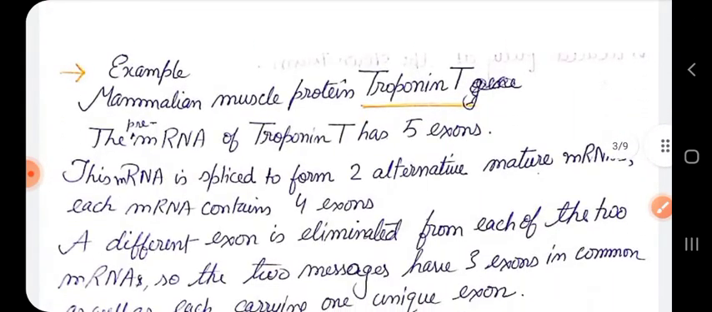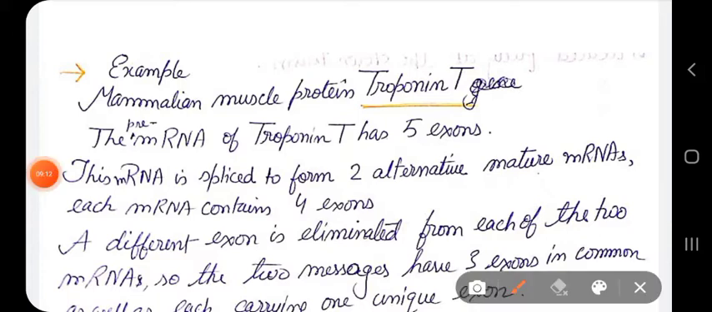Now I have given an example. Various examples have to be mentioned here in order to explain and identify alternative splicing. Well, you will also find many things here like the enhancers and silencers. So an example of alternative splicing is the mammalian muscle protein called troponin T.